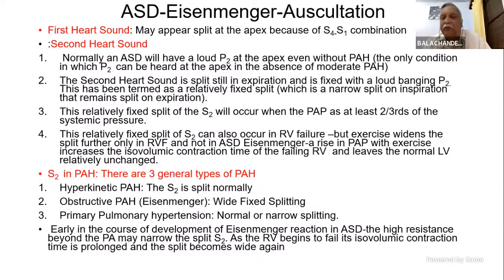But a relatively fixed split means it's a narrow split because of severe pulmonary arterial hypertension, but it remains split on expiration. So that is what is called a relatively fixed split, it's not a wide fixed split as is characteristic of ASD. So this relatively fixed split will occur when the pulmonary artery pressure is at least 2/3 of the systemic pressure. So this has got some correlation, but again, it depends upon the examination. It's a term we don't use much, but if somebody asks you, this is what is a relatively fixed split. And of course, there are three types of pulmonary arterial hypertension in ASD. Next slide.